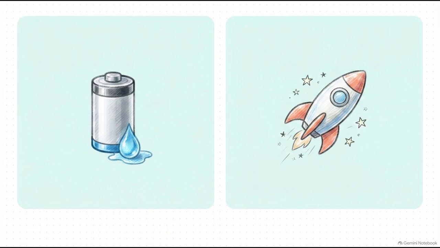Static RAM, or SRAM, uses flip-flop circuits instead. It doesn't need that constant recharging, which makes it way faster, but it's also a lot more expensive. So SRAM is usually reserved for that ultra-fast cache memory we talked about earlier.